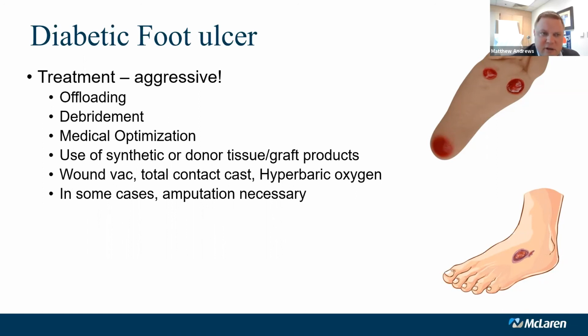In some cases, in association with diabetic foot ulcers, amputation does become necessary. Our goal, and my personal goal, is to absolutely do everything we can to avoid that. When you remove somebody's leg, their risk of mortality within 1 year is very high. It's upwards of 40 to 50%.